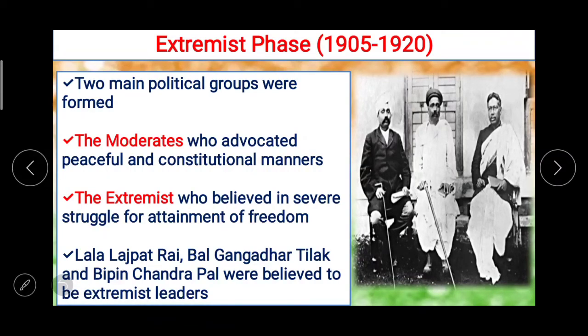regarding the objectives of the Congress and taking forward the movement by constitutional means, but there were differences regarding the working system, and these were ideological differences. On the basis of these ideological differences, two main political groups were formed. One, the moderates, who advocated the peaceful and constitutional manner.